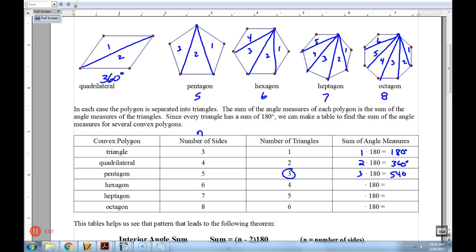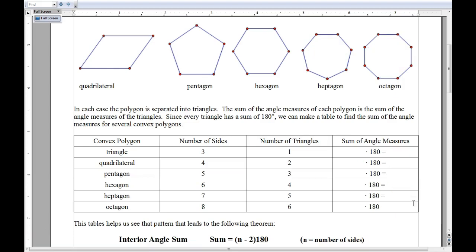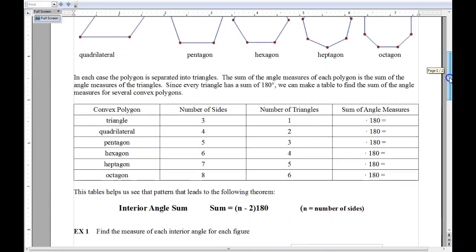So 6 times 180. So I fill in the chart. 4, 5, 6. That's 720. Add another 180. That's 900. Add another one to be 1080. So basically, if I wanted to jump to something with a lot more sides, say 25 sides, I wouldn't want to have to keep drawing diagonals and drawing shapes. So there is a pattern here.